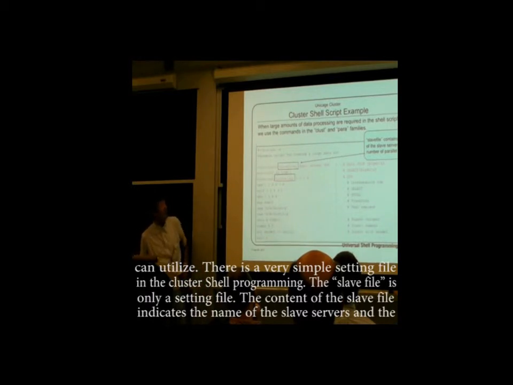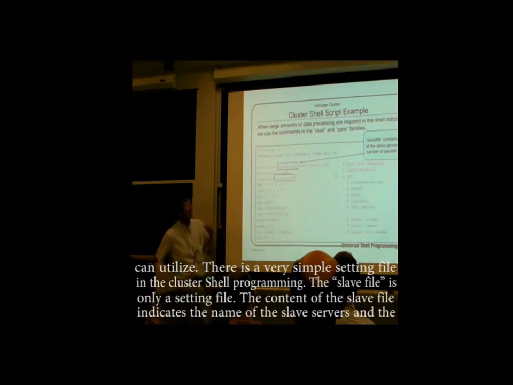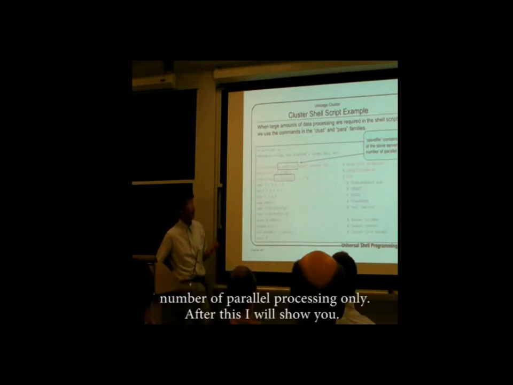So this shell script lets us utilize multi-core, in-memory processing and the cluster. And there is a very simple setting file in cluster shell programming. The slave file is just a setting file. The content of the slave file indicates the names of the slave servers and the number of parallel processes only. I will show you that after this.